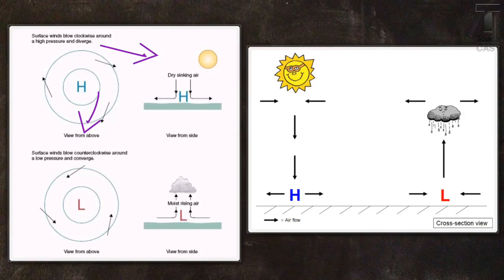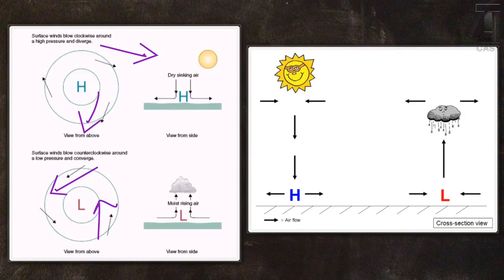At the bottom, the surface winds blow counterclockwise around a low pressure and converge, so the air comes in on a low pressure system. That's the view from above. On the view from the side, you can see how the air comes from the sides and goes back up as the moist air starts to rise.